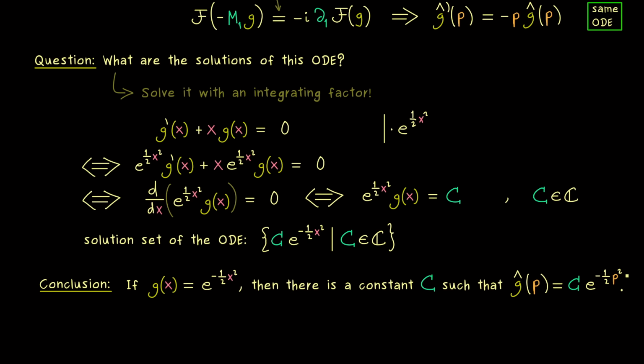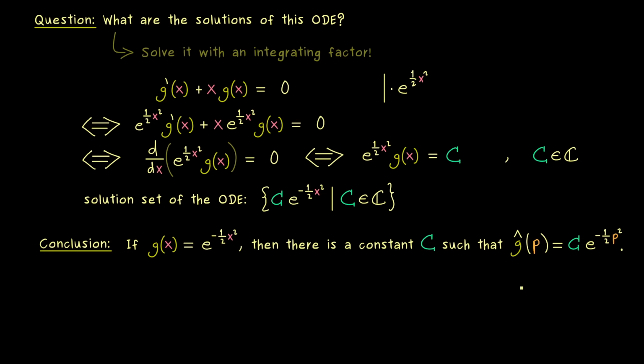Moreover, because we have this nice formula for g hat, it should also be easy to calculate the constant c. Namely, let's put in the origin for p. Clearly, g hat of 0 gives us c. On the other hand, this one has to be given by an integral because it's a Fourier transform.